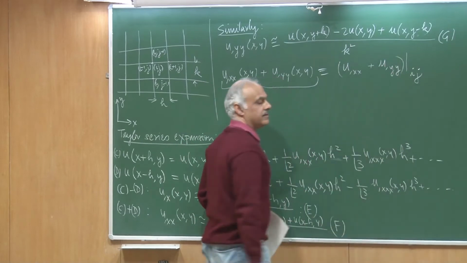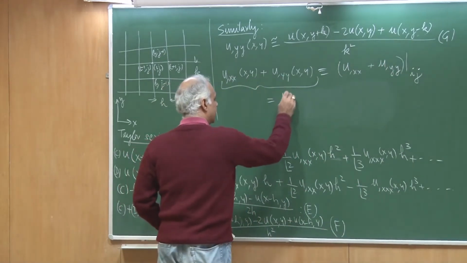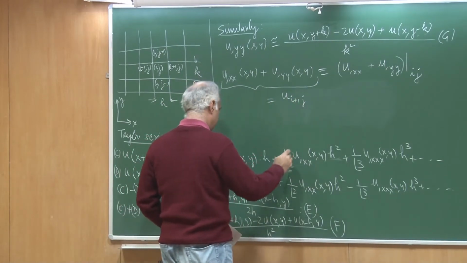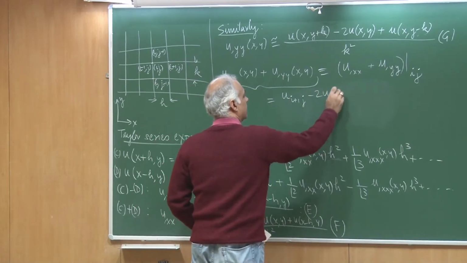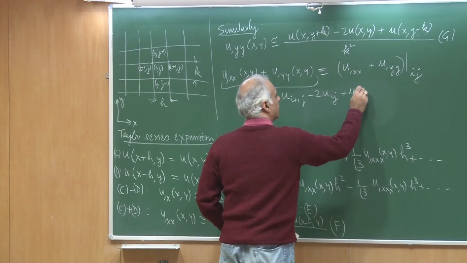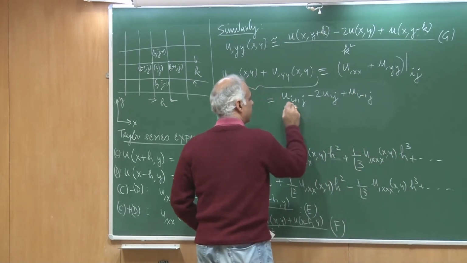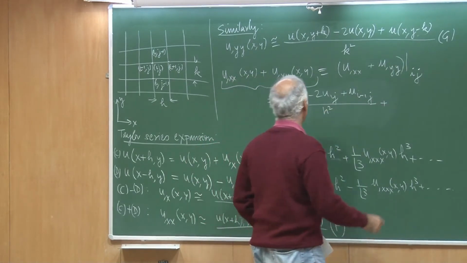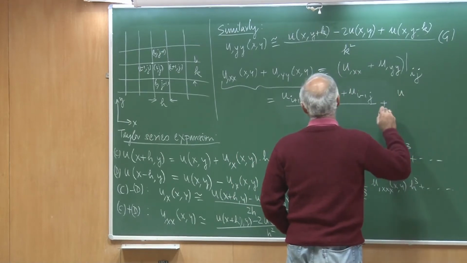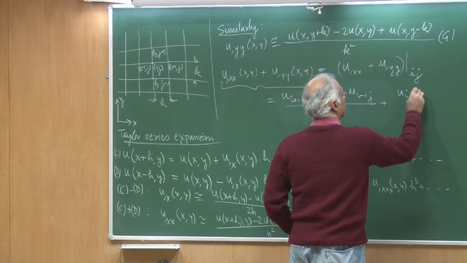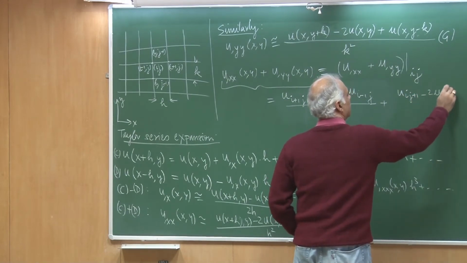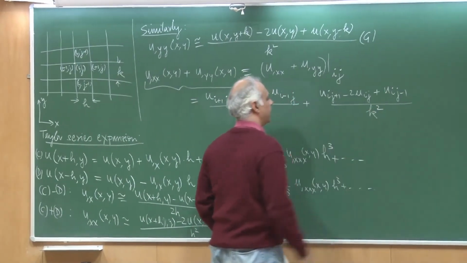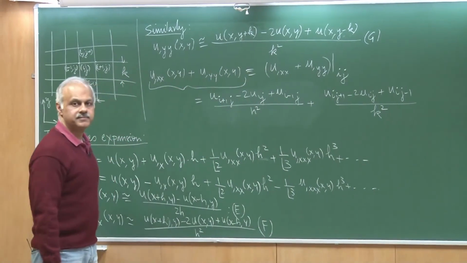So, I could write this down as u i plus 1 j minus twice u i j plus u i minus 1 j divided by h square, plus the contribution from u comma yy, which is u i j plus 1 minus 2 u i j plus u i j minus 1 divided by k square. Okay.